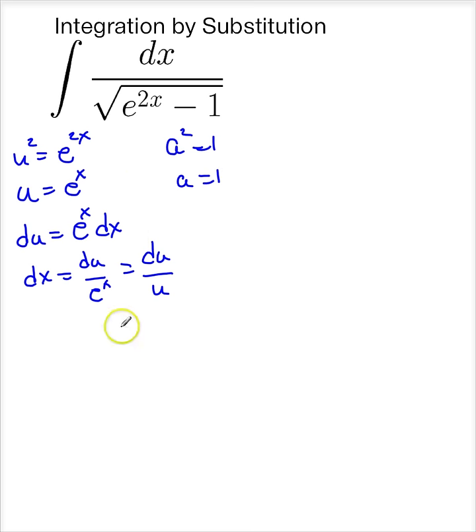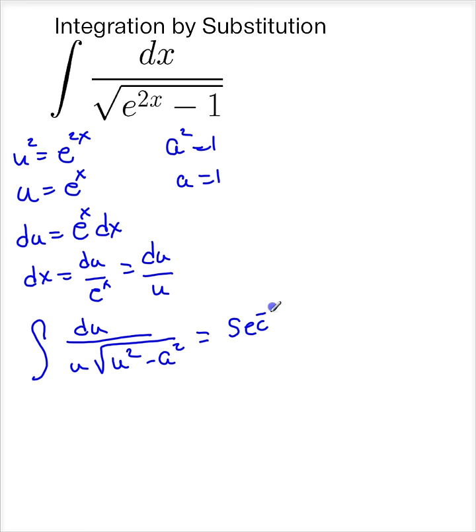Now let's see what happens when I plug this back into my integral. See if this got me anything. Dx is du divided by u, square root. Now e to the 2x is u squared, minus a squared. Now I have this fallen into my lap as the inverse secant of the absolute value of u over a plus c. So this becomes the inverse secant, the absolute value of u. Now I don't need the absolute values because e to the x is always positive, divided by 1 plus c.